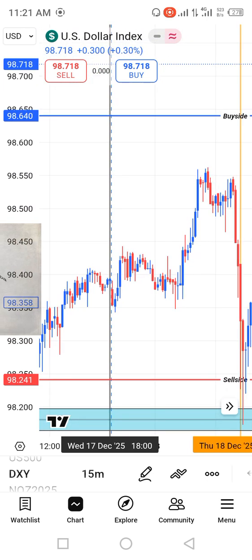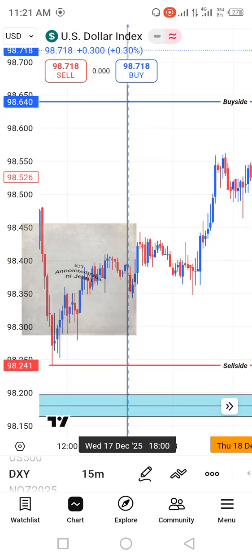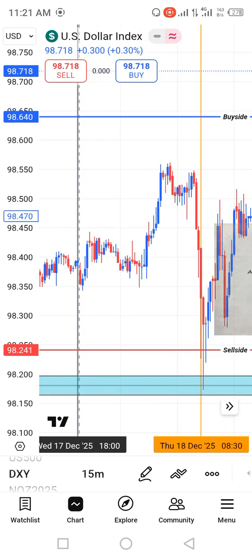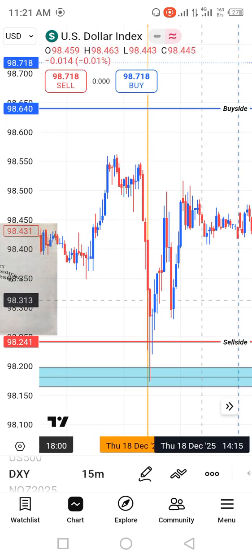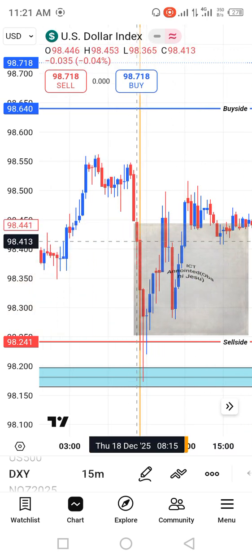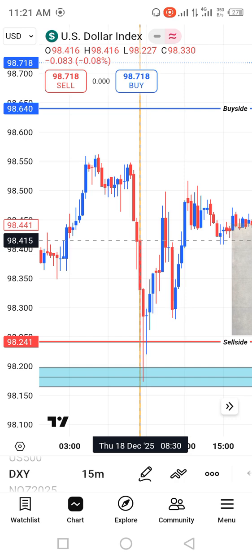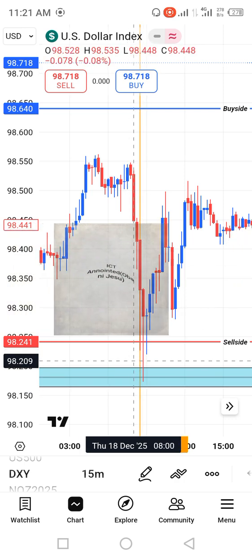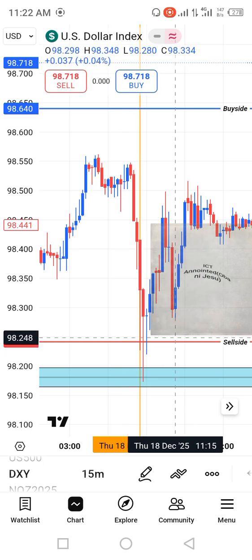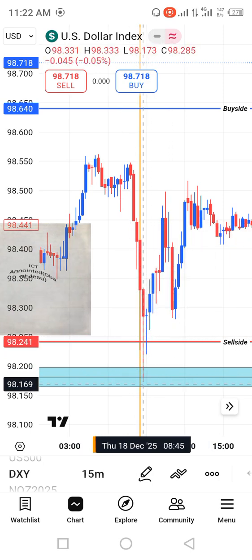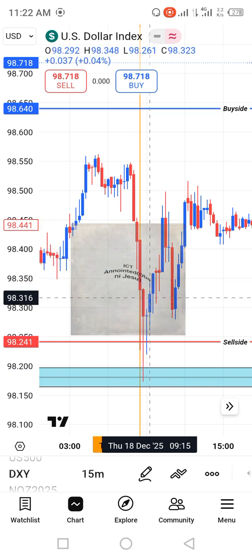So you have done this now, and now CPI came here. CPI news was released here, and the market ran down, ran the sell side you marked, dropped into that fair value gap and got rejected.